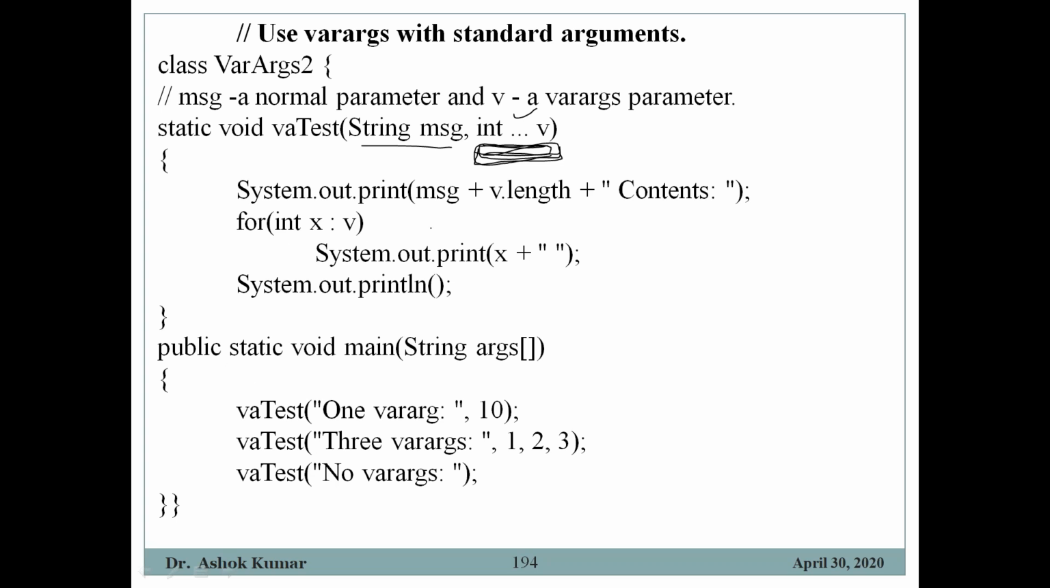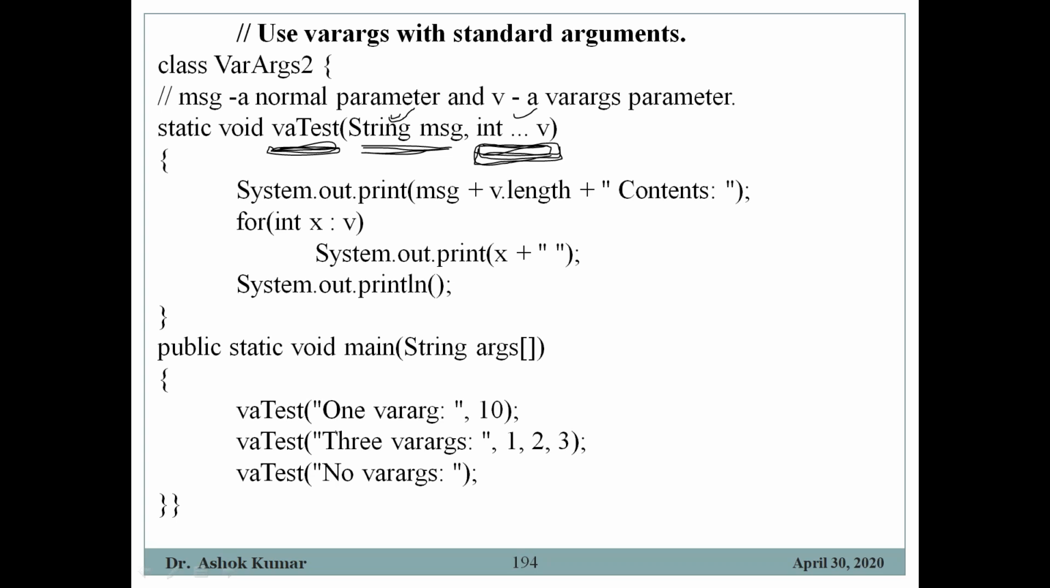So in this case, because one parameter is a non-variable argument parameter, we can call this VA test function with at least one parameter. One parameter is required for the first, and for the second, the variable argument, you can pass n number of values, right? So I have shown you three examples over here.